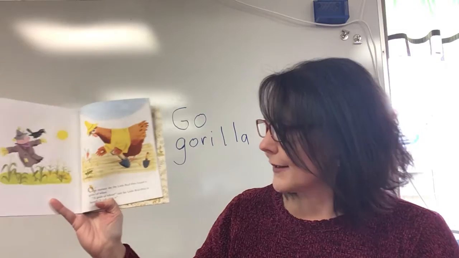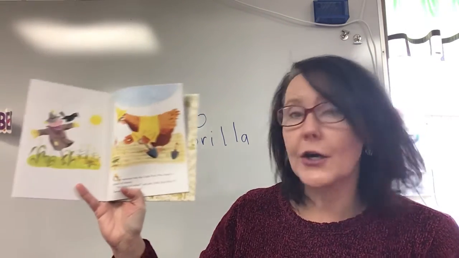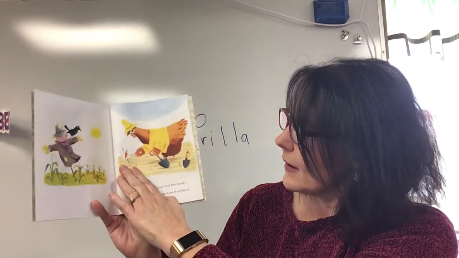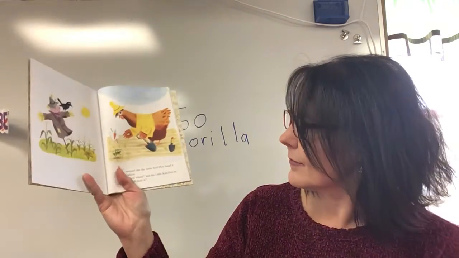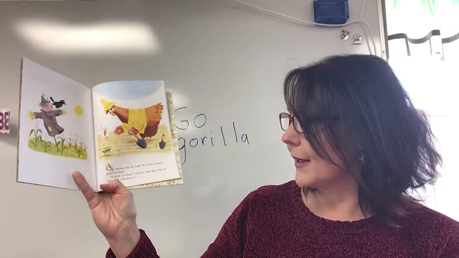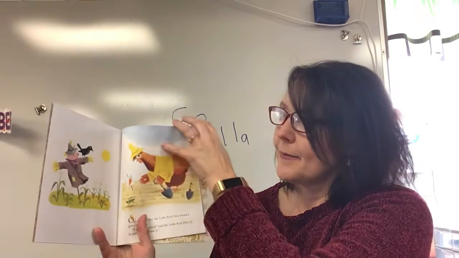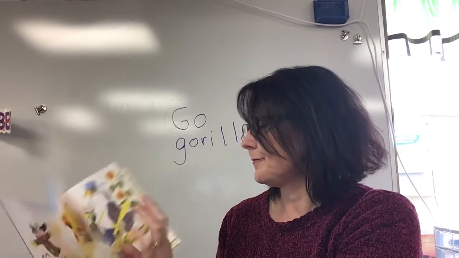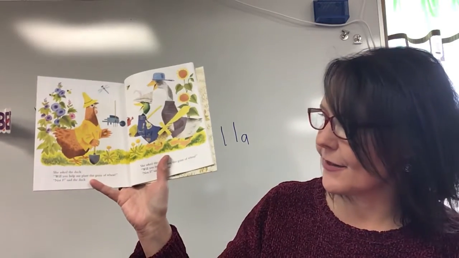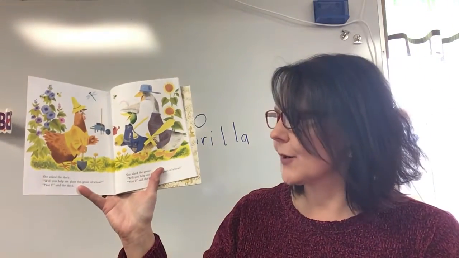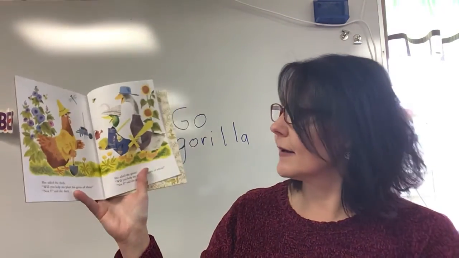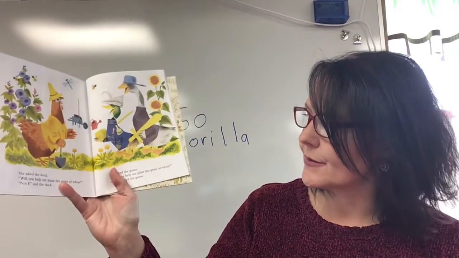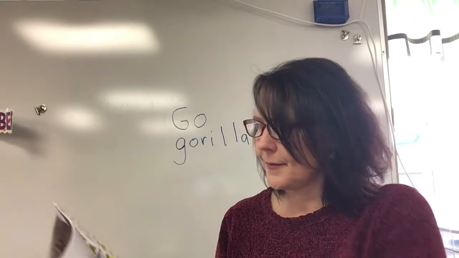All right, one summer day, the little red hen found a grain of wheat. Do you see the wheat? A grain of wheat, said the little red hen to herself. I will plant it. She asked the duck, will you help me plant this grain of wheat? Not I, said the duck. She asked the goose, will you help me plant this grain of wheat? Not I, said the goose. So nobody wants to help.